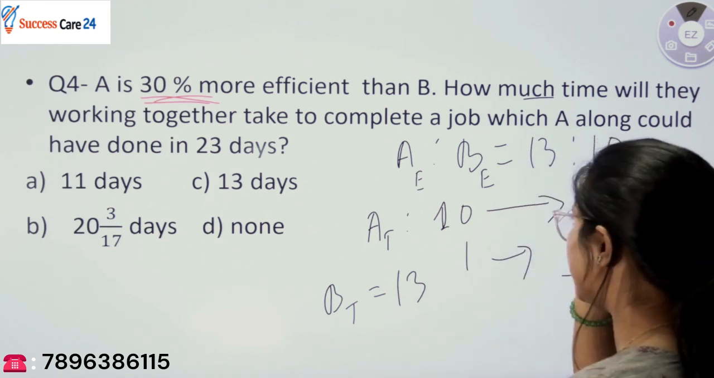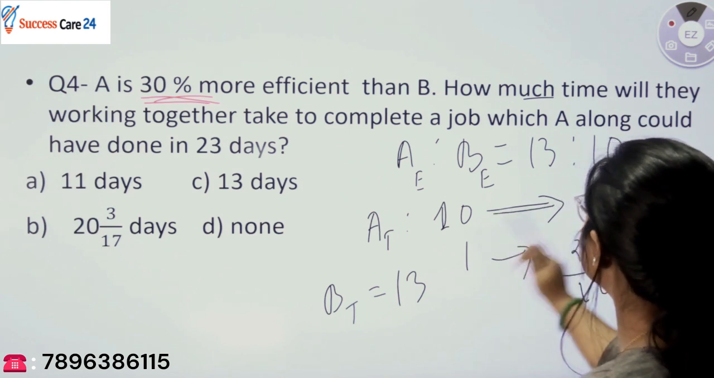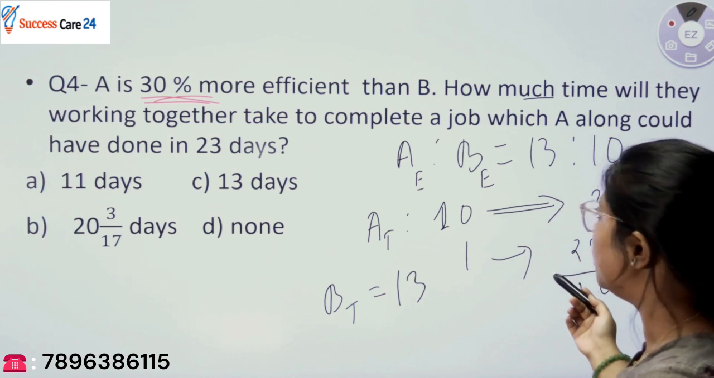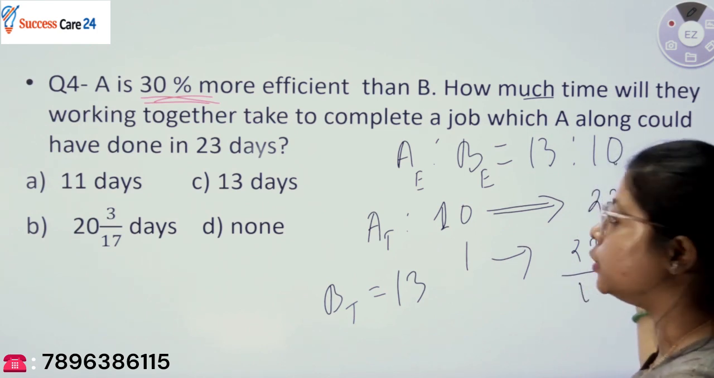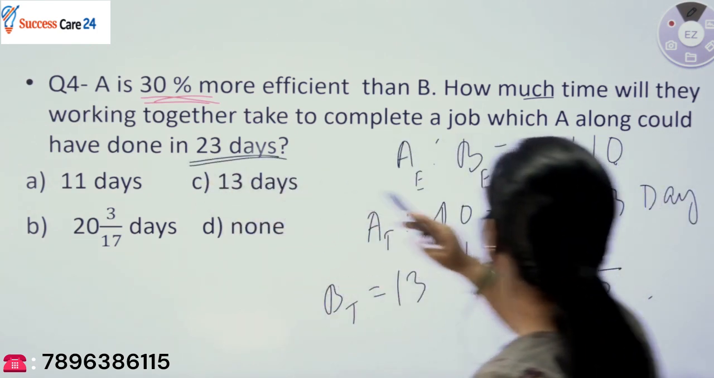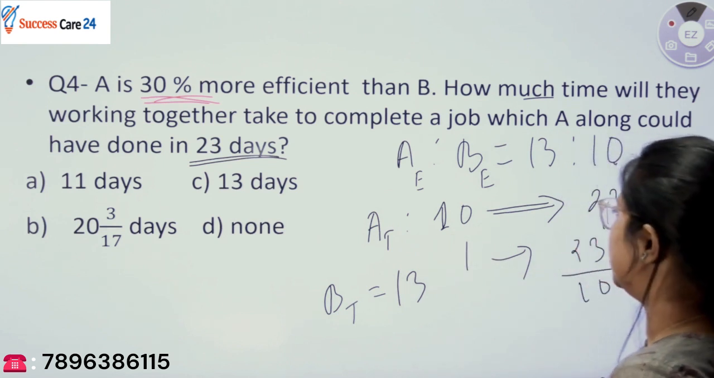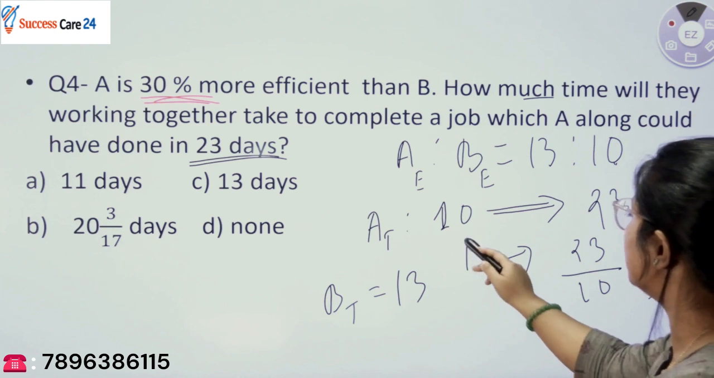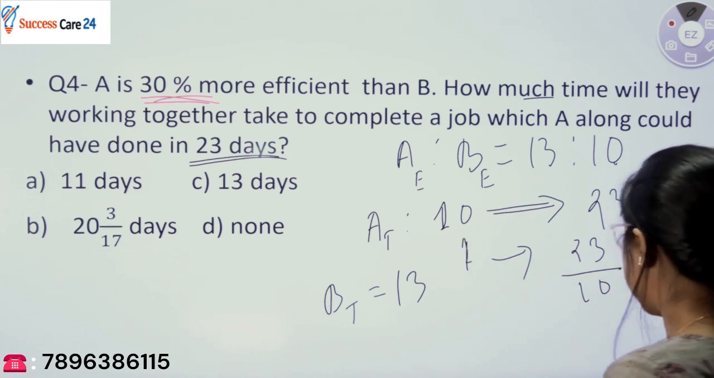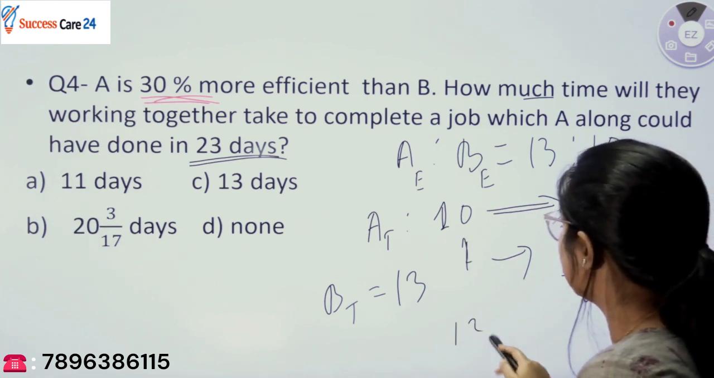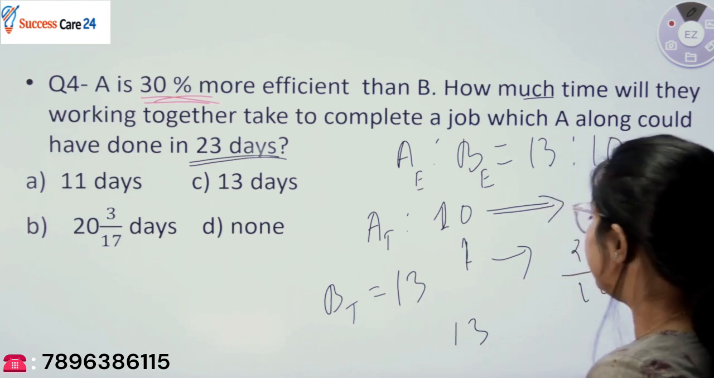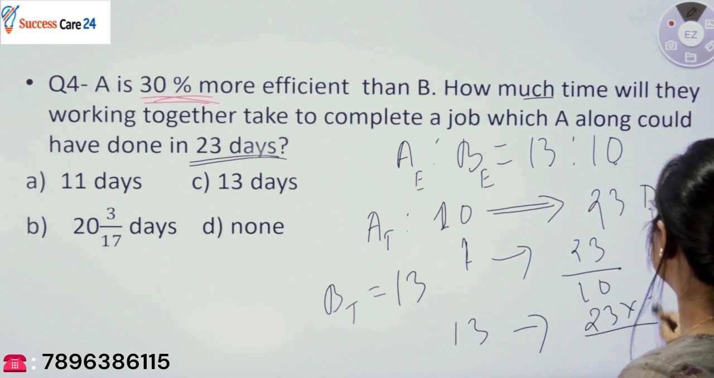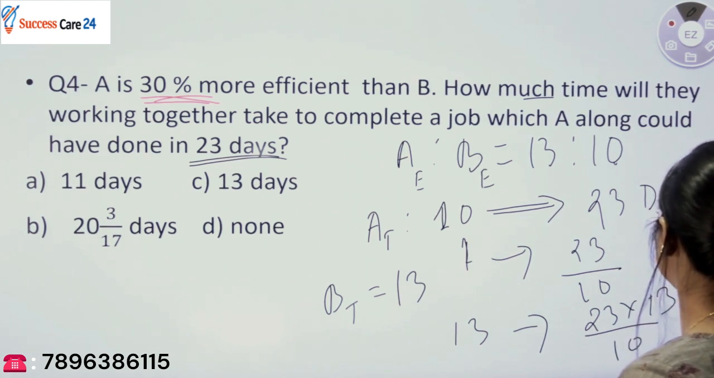So from here what can we do? We can equate the ratios to the actual number of days, because this is nothing but a ratio, isn't it? And this is your actual value. 23 days is your actual value and 10 is your ratio given. So 10 ratio is equal to 23 days. That means 1 ratio is equal to 23 by 10 days. So B's time ratio was what? 13. So 13 would be equal to 23 into 13 by 10 days.